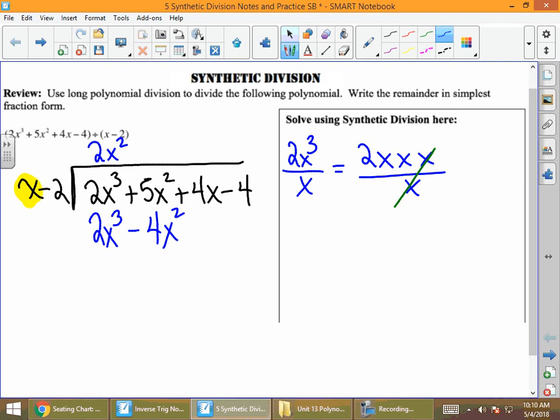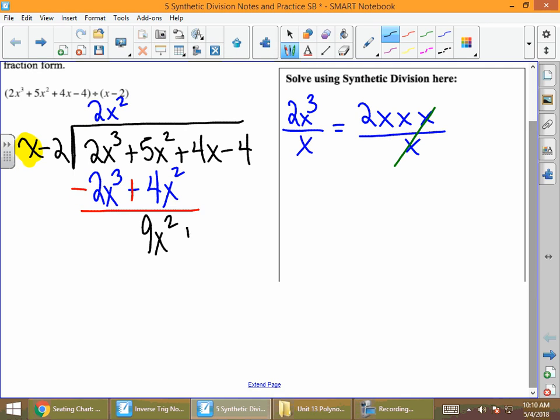Change both signs. And the 2x cubes cancel out. And then we have 5x squared plus 4x squared, which is 9x squared. Bring down the 4x. And then we're going to go through that process again.